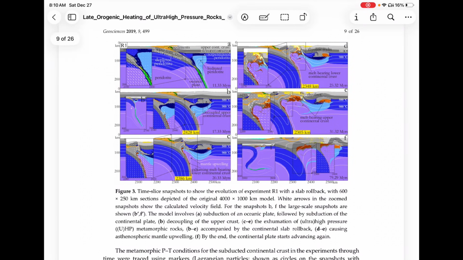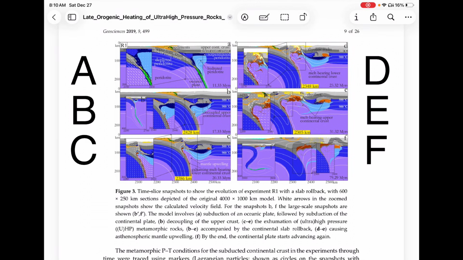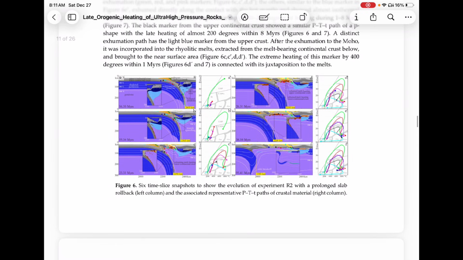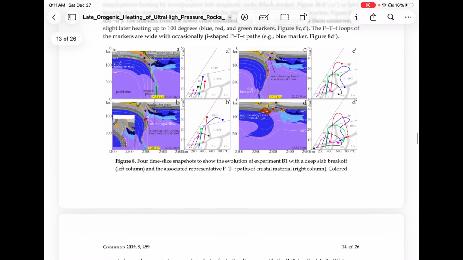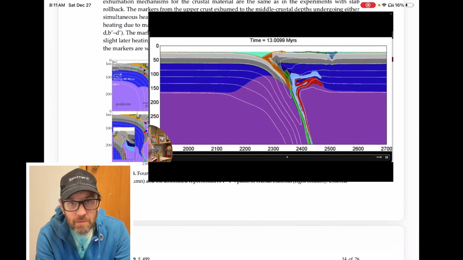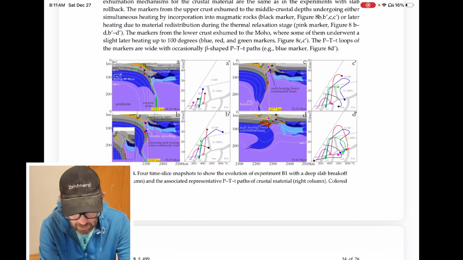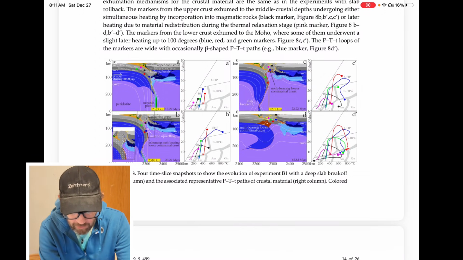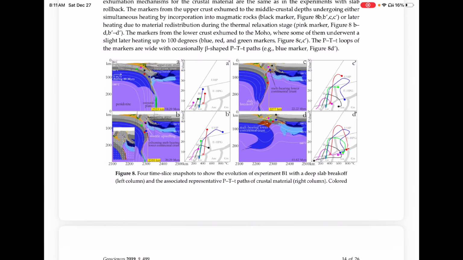So these are all slab rollback, and it explains a chronological sequence in alphabetical order. You've got A, B, C, D, E, F, etc. And this is more slab rollback, and this is slab breakoff. So the video that we were watching seems to come more from this. I kind of wonder, is there a video of a slab rollback version of these processes here?